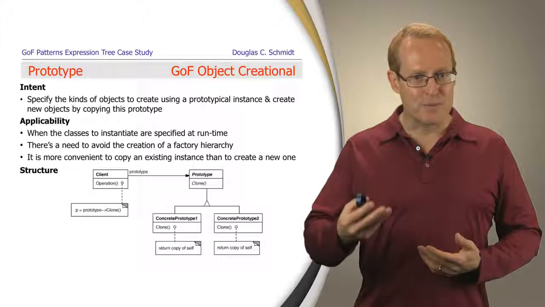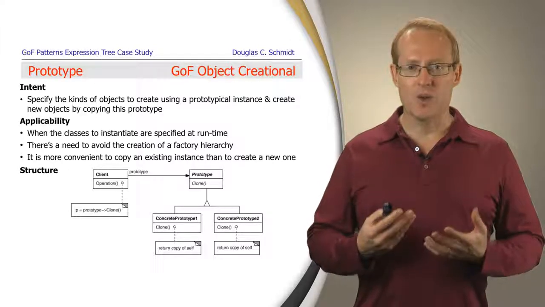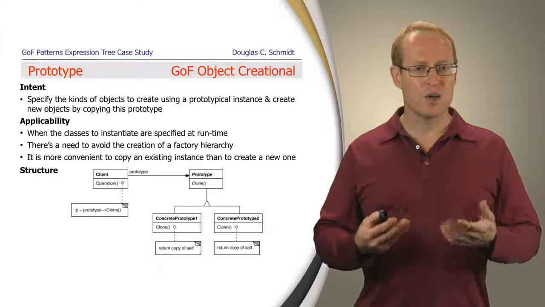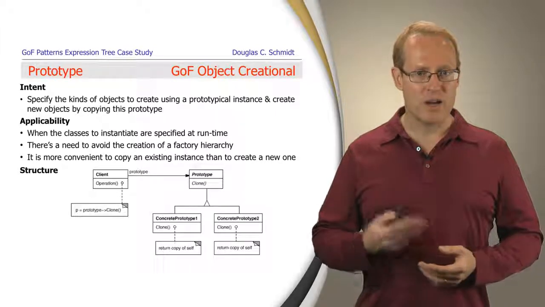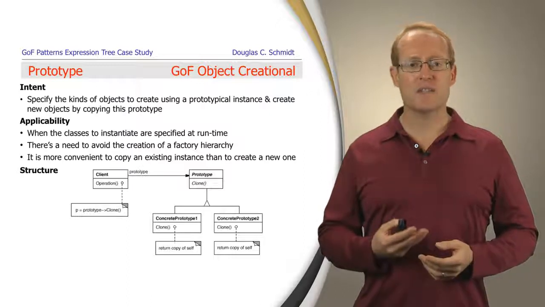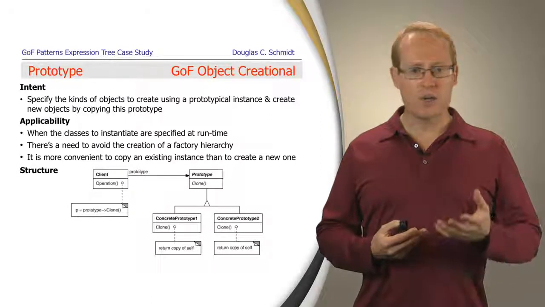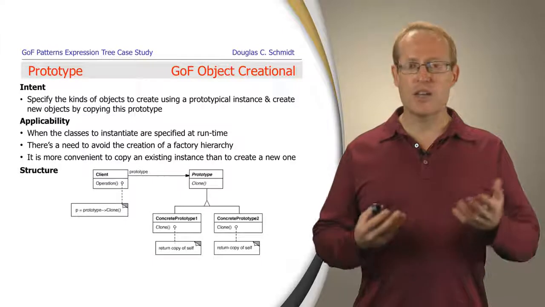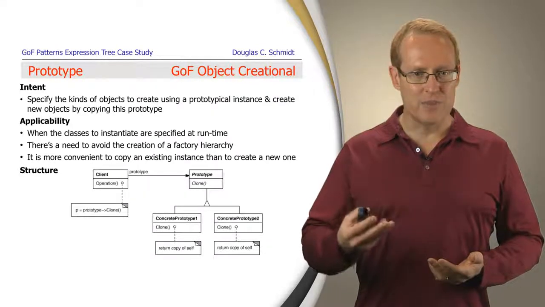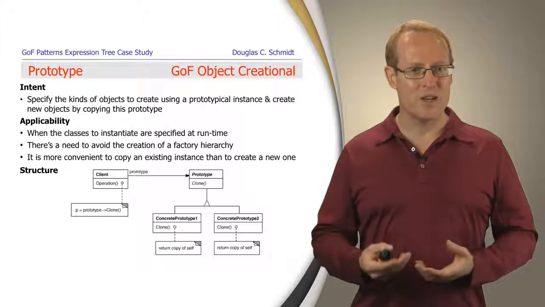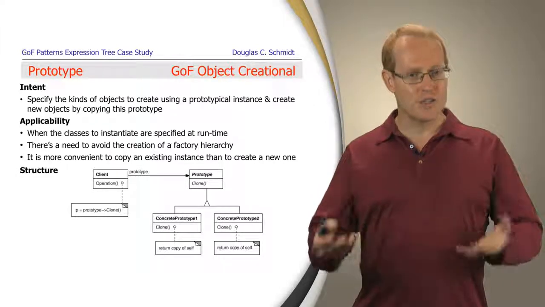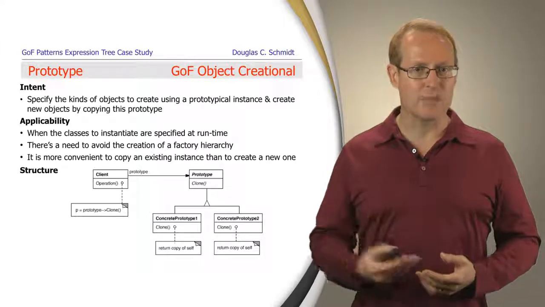And one reason it's object creational is because you don't have to know the specific details of the type of class that's being cloned. That can be hidden behind the abstract clone interface. The intent of this pattern is to specify the kinds of objects to create using a prototypical instance, and then create new objects by copying this prototype. As you saw in our example, our prototype here is the thing that points to the base class, but when you call clone, it's the subclass that knows how to make the right kind of object.